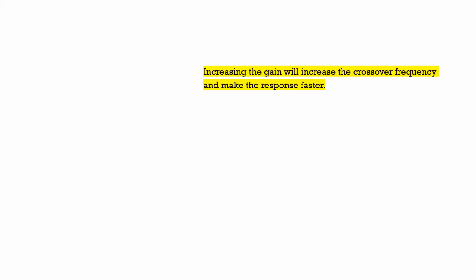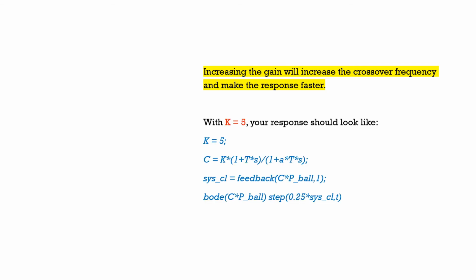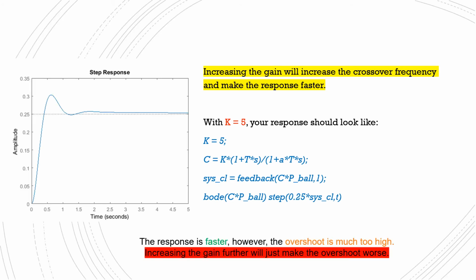But if we increase the gain, it will increase the crossover frequency and make the response faster. For that, we will assume K is 5 and our response will look like this. From this, we can understand the response is faster. Our overshoot is much higher, and if we increase our gain further, it will make the overshoot even worse.